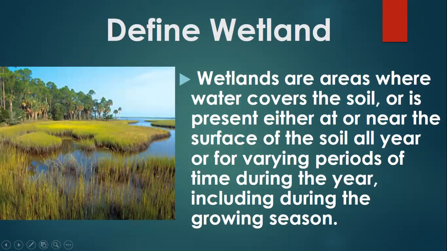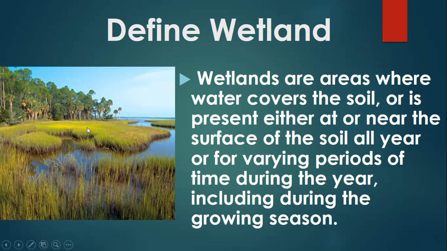So what is a wetland? Wetlands are areas where the soil, the plants, and the animals are all adapted to living in wet environments. One of the biggest things about wetlands is that the water table dictates whether or not a wetland will actually show water above the surface or not show water above the surface.